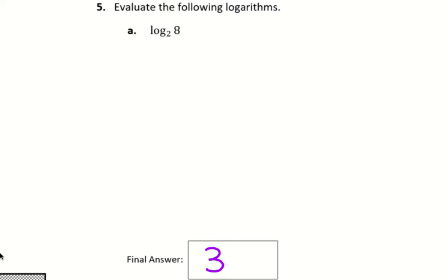If you need to play around in your calculator, do a little guessing and checking, whatever you've got to do. But the answer's just 3, people. 2 to the 3rd power equals 8.